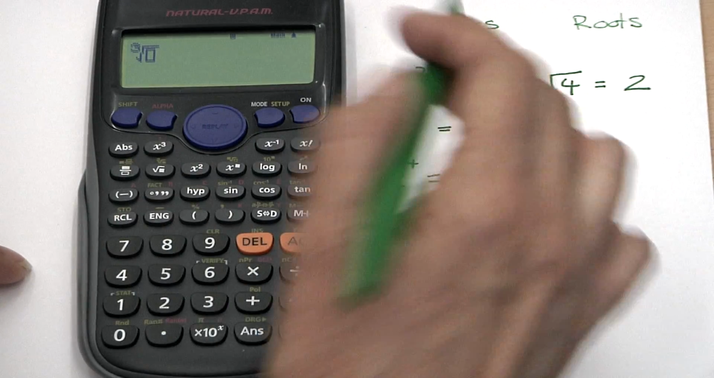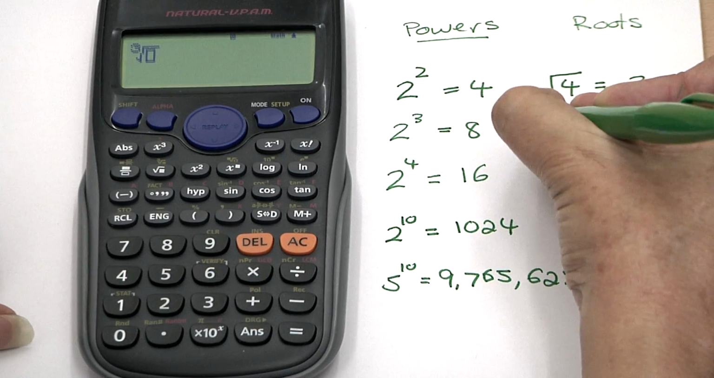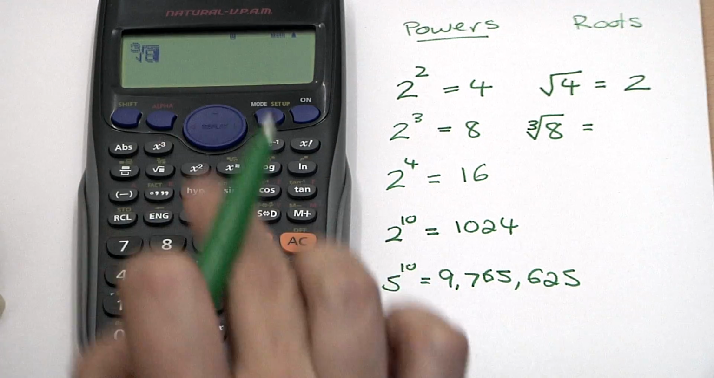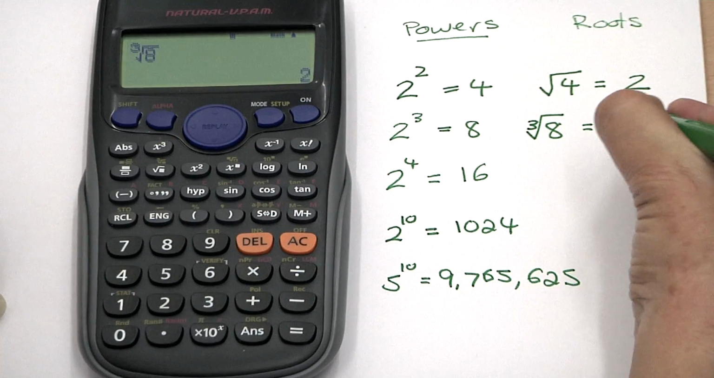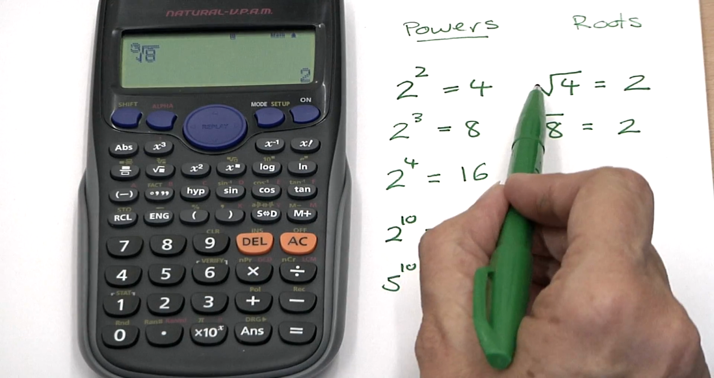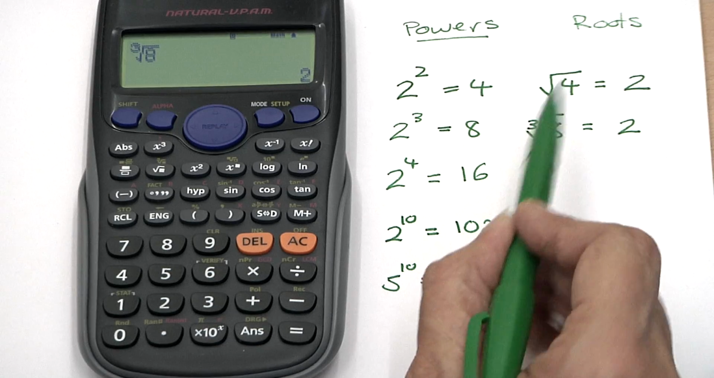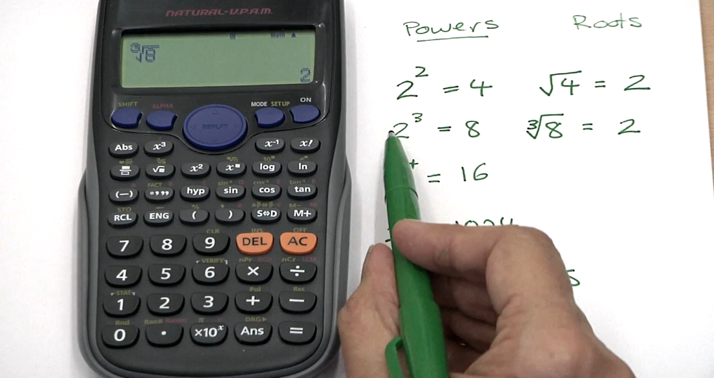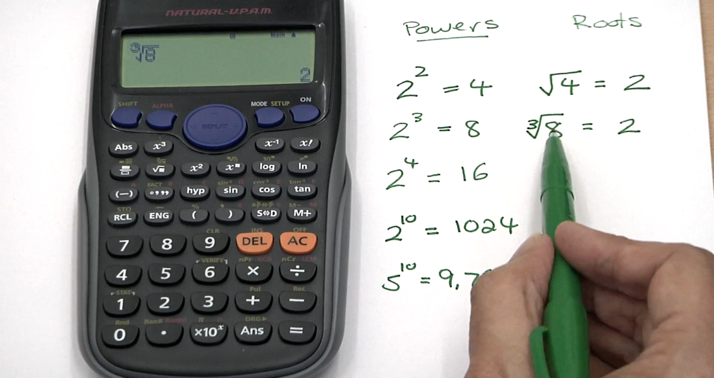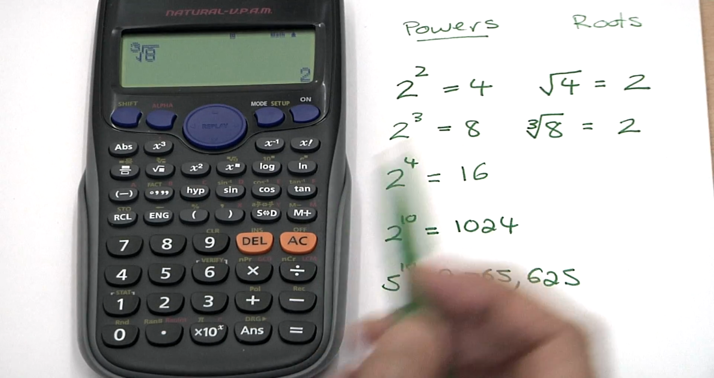And now, what about the cube root of 8? The cube root of 8, you can probably guess, you should be able to guess, is equal to 2. Notice when we have no numbers here, that means square root. If we have a 3 here, it's the cube root. Okay, notice 2 times 2 times 2 is 8. The cube root of 8 is 2 because 2 times 2 times 2 is 8.